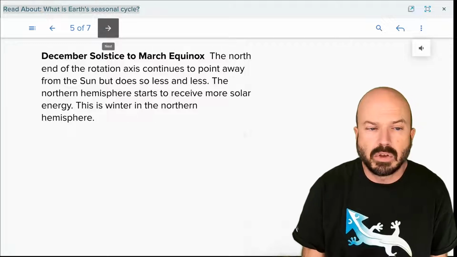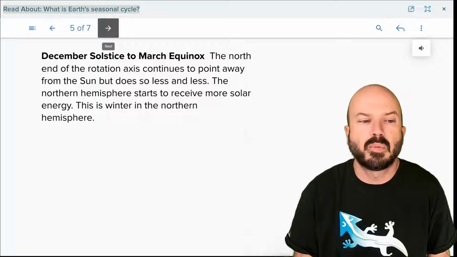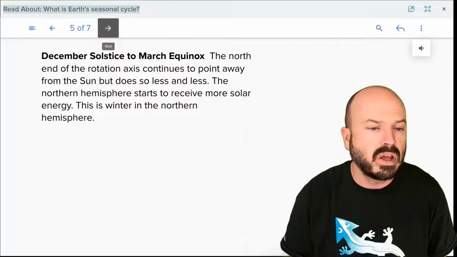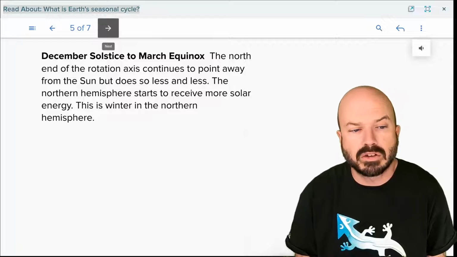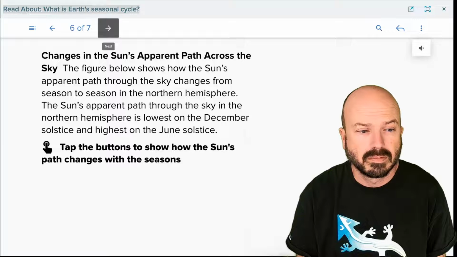Then we have December solstice to March equinox. The north end of the rotation axis continues to point away from the sun, but does so less and less. The northern hemisphere starts to receive more solar energy, and this is winter in the northern hemisphere.